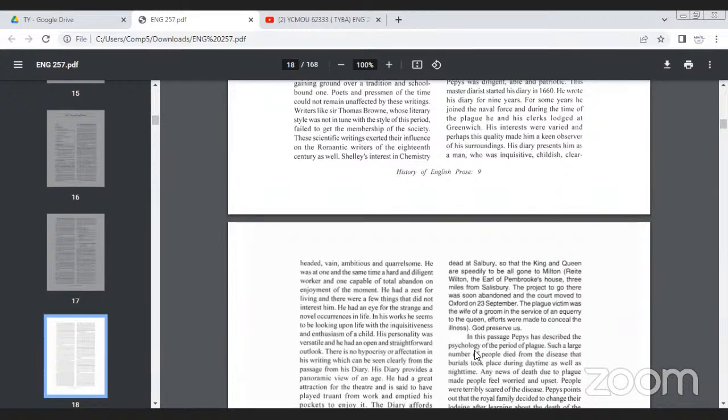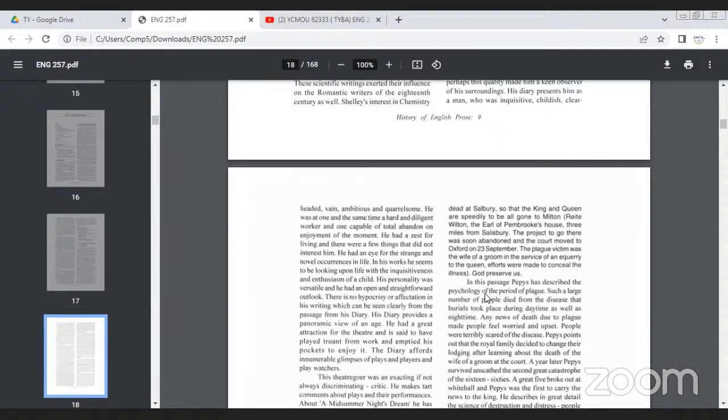"God preserve us." In this passage, Pepys has described the psychology of the period of the plague. Such a large number of people died from the disease that burials took place during daytime as well as nighttime. Any news of death due to plague made people worried and upset, and people were terribly scared of the disease. Pepys points out that the royal family changed their lodging after learning about the death of the wife of a groom at the court.